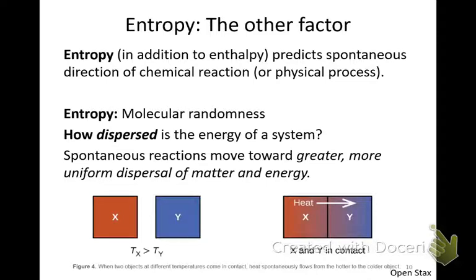For example, here in this little figure at the bottom, you can see that if you have a hot object, object X, and a cold object, object Y, and if you put them together so that they can contact each other, we know that the heat will flow from one side to the other, cooling down side X and warming up side Y until they're the same. So what this tells us, when we get to the end of this spontaneous process, is that the heat energy is dispersed over the whole system.